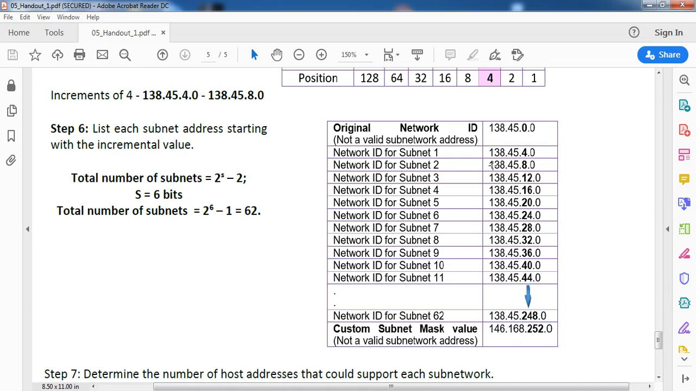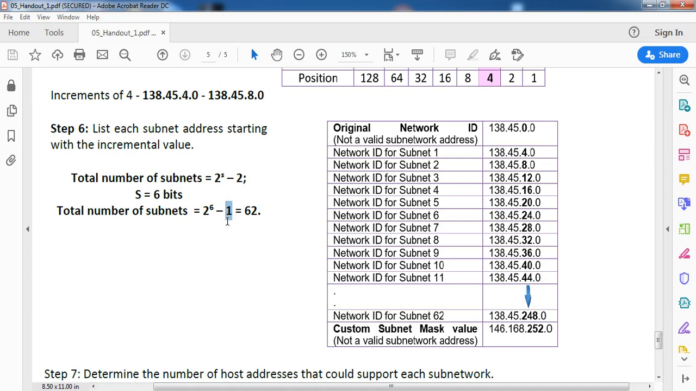Now, in order to determine the number of subnets without listing every single one of them, we use this formula. So 2 raised to n, or in this case s, minus 2. S or n being the number of bits borrowed for the subnetwork ID. In this case, 6. So 2 raised to 6 would be 64 minus 2, which would be 62. So there's an error here. There should have been a minus 2.